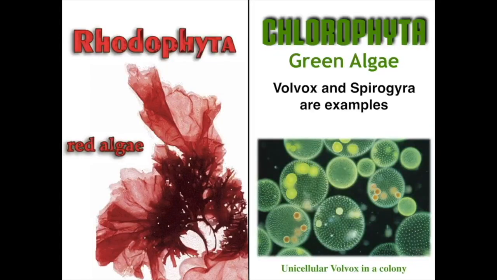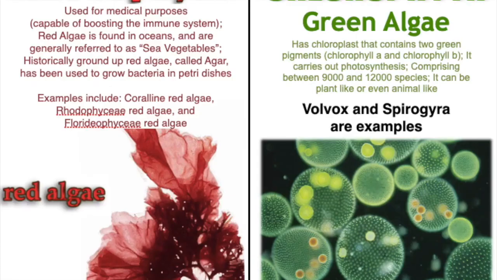Then we have rhodophyta, phyta referring to phylum. This is a phylum of red algae. And then we have chlorophyta, phyta, phylum. So chloro means green, so this is a phylum of green algae. Some examples are Volvox and Spirogyra. At the bottom here is the unicellular colony of Volvox.